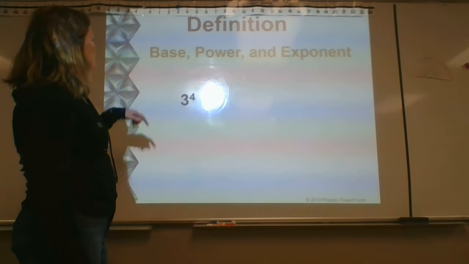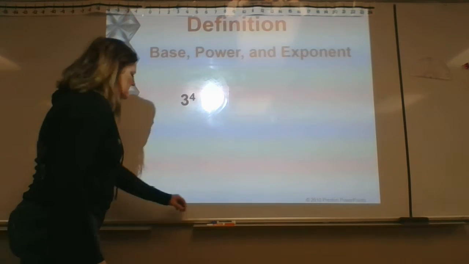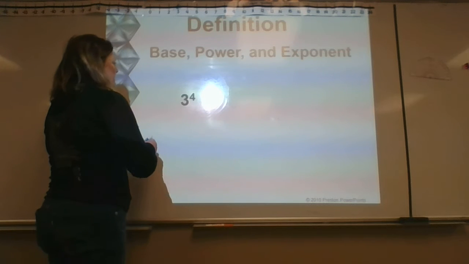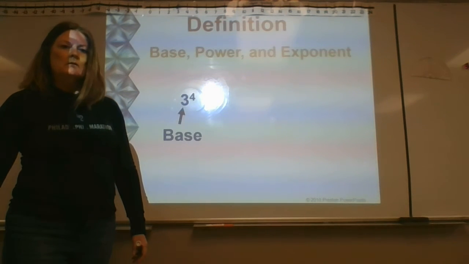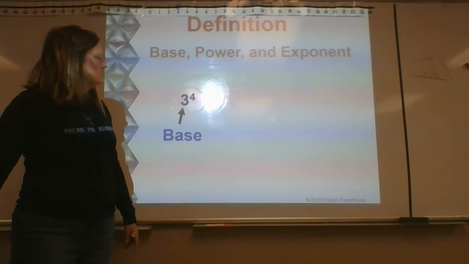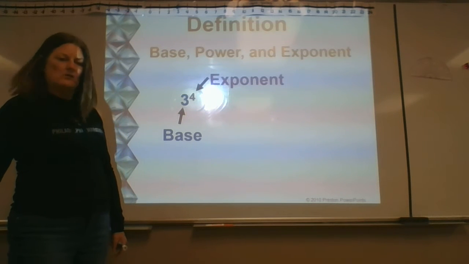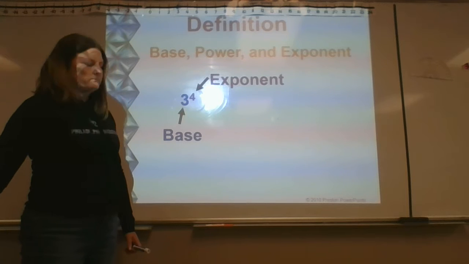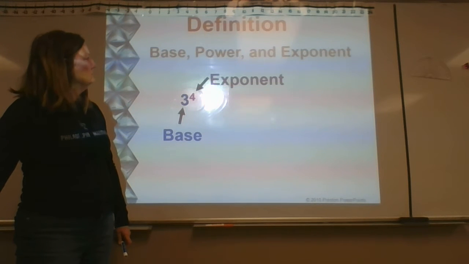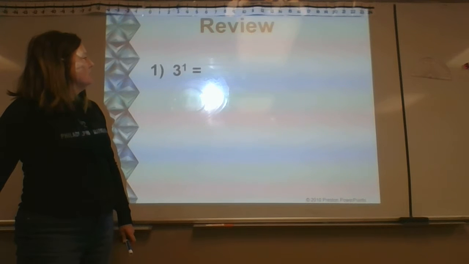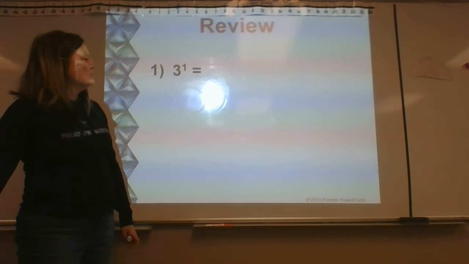We've got base, power, and exponent. This entire thing is called the power. And the 3 is called the base, and the 4 is called the exponent. And again, the whole thing together is called a power. All right, so let's review what powers mean.